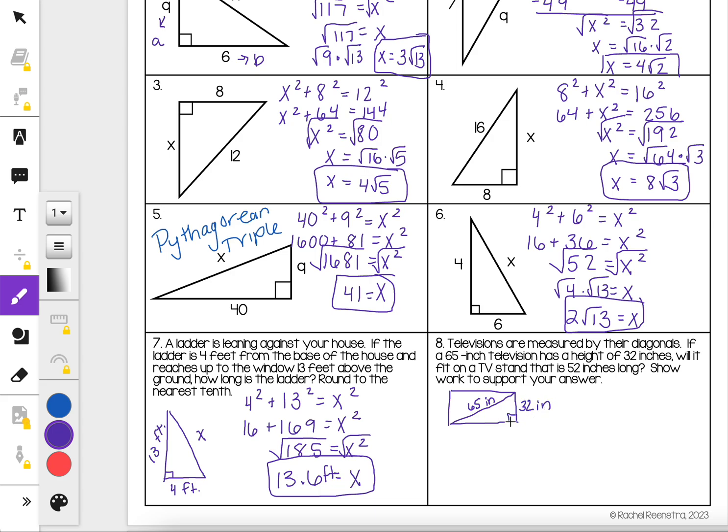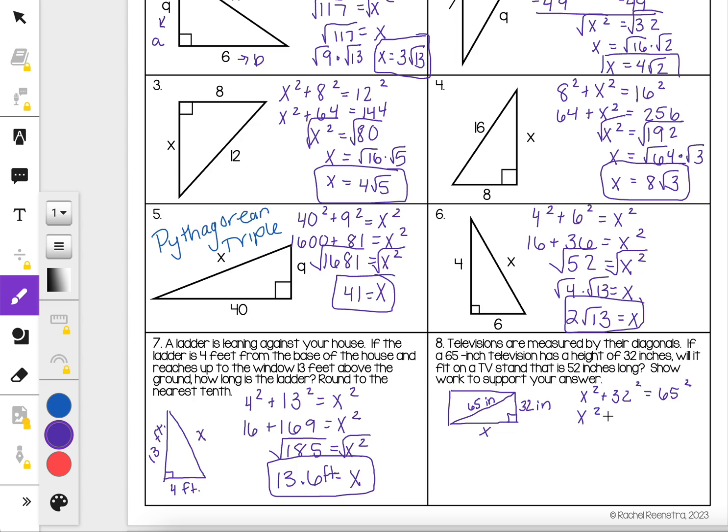Okay, and again, this would be a right triangle if it's a TV and a rectangle. So what I want to know is if this will fit on a 52-inch long TV stand. That does not mean that the width of this TV is 52. I want to find the width of this TV and then compare it to 52 inches. So I'm going to call that value x. So I have my Pythagorean theorem right triangle set up. x squared plus 32 squared equals 65 squared.